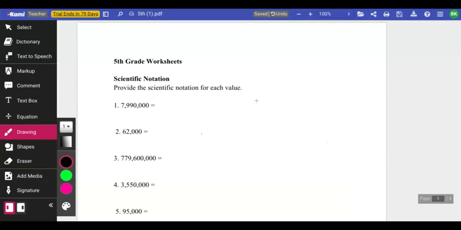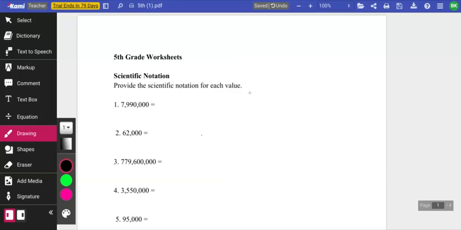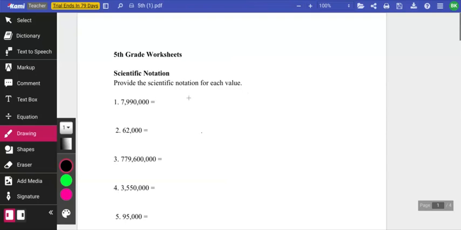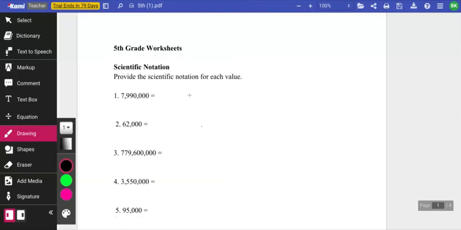Hello, everybody. This is 5th grade, lesson 17. Let's get into it. Scientific notations. Provide the scientific notation for each value.